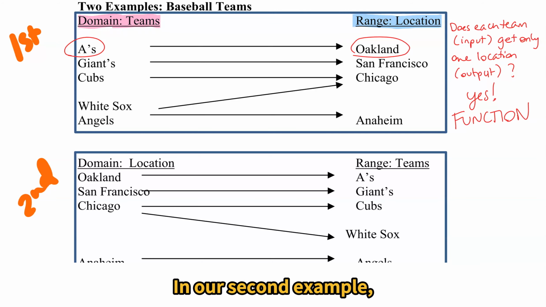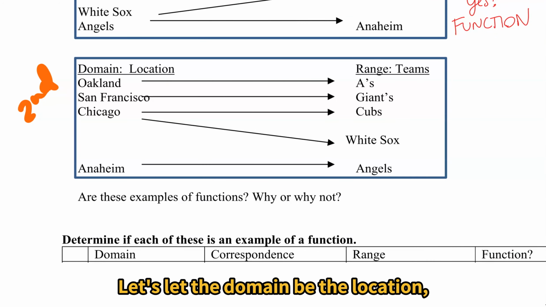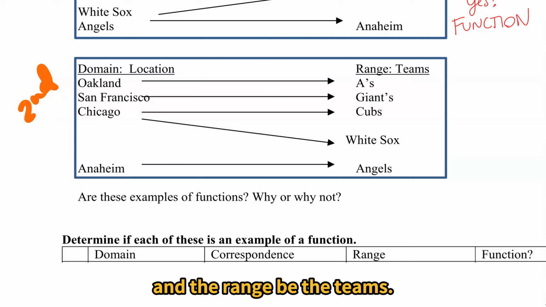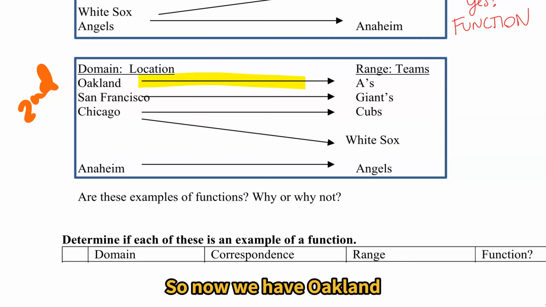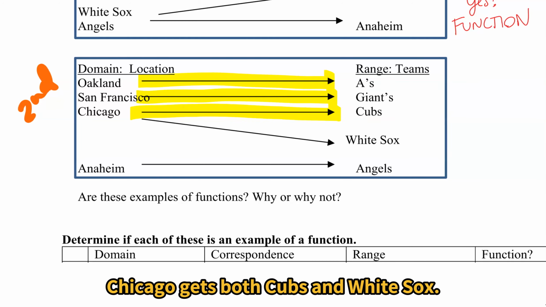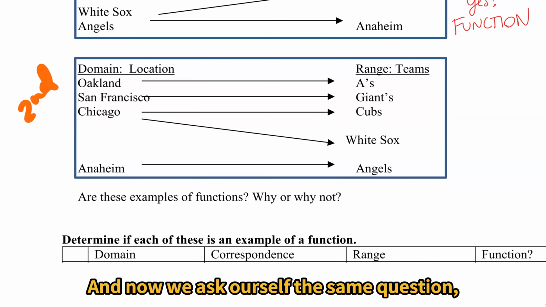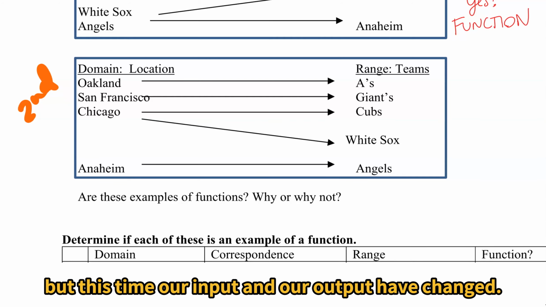In our second example, let's flip it around. Let's let the domain be the location and the range be the teams. So now we have Oakland going to the A's again. San Francisco goes to the Giants. Chicago gets both Cubs and White Sox. And Anaheim goes to the Angels. And now we ask ourselves the same question, but this time our input and our output have changed.